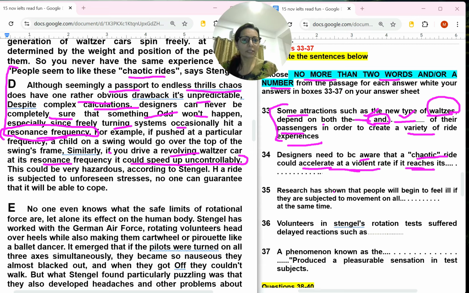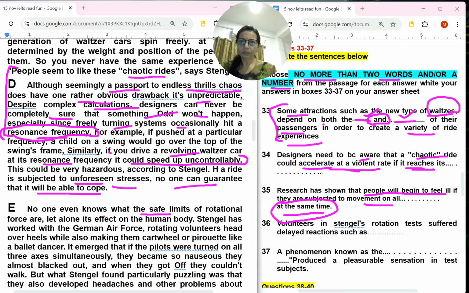Okay. Next, research has shown that people will begin to feel ill. So of course, in one paragraph, no one can guarantee they are subjected to movement or not. In one paragraph, they were talking about illness and all. So here they have started talking about illness. A ride is subjected to unforeseen stresses. No one can guarantee it will be able to cope. No one knows what the safe limits of rotational force are. I'm looking for people will begin to feel ill if they are subjected to movement on all at the same time. Movement on all at the same time, we will be looking for that also.